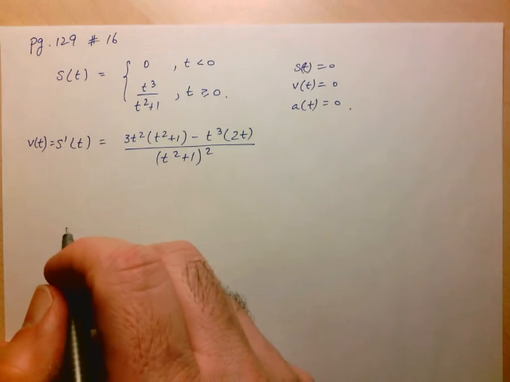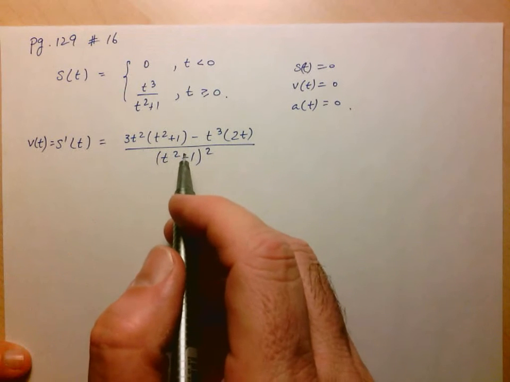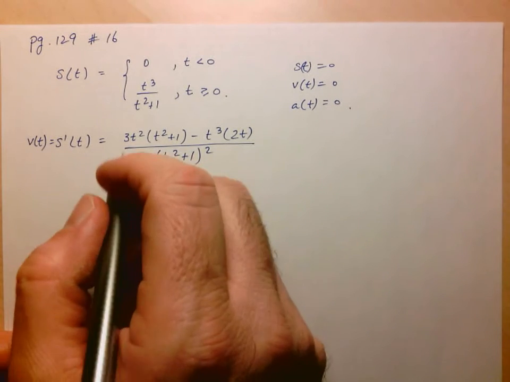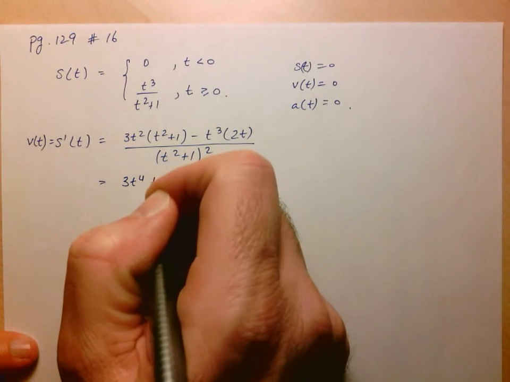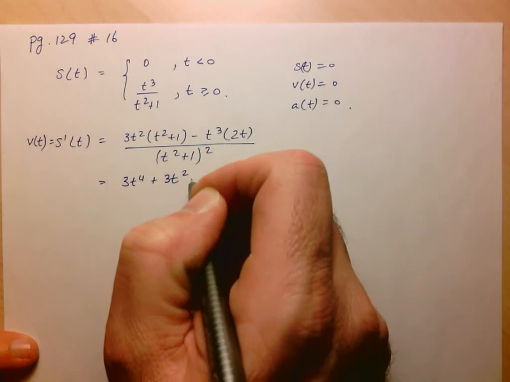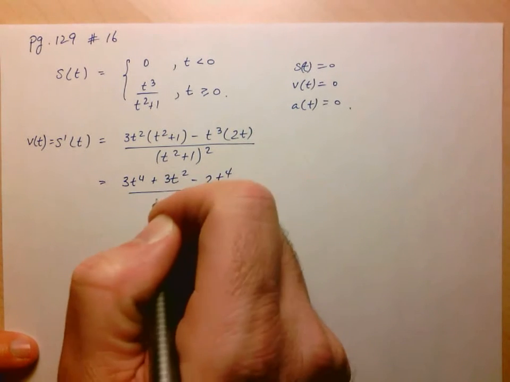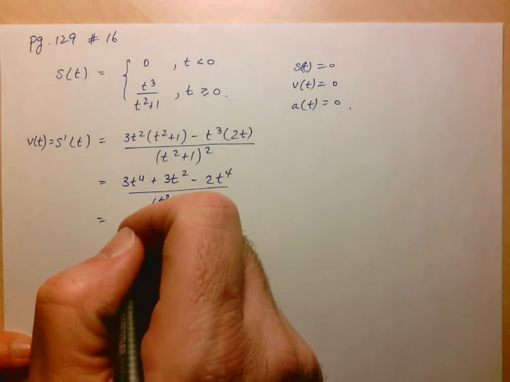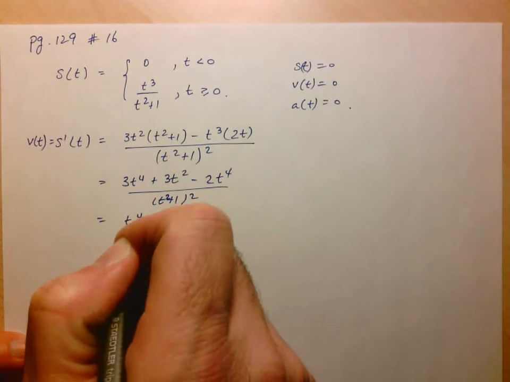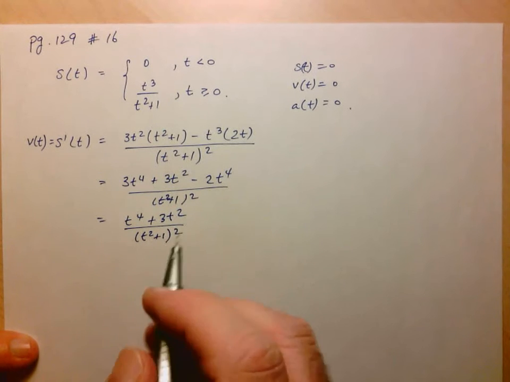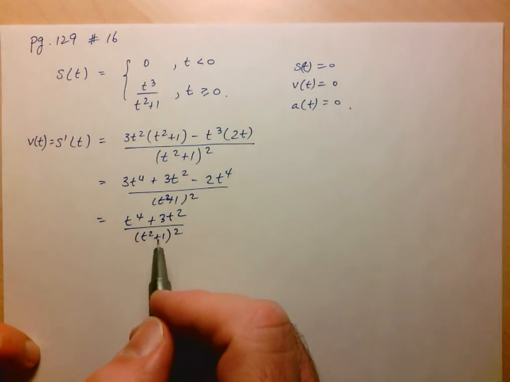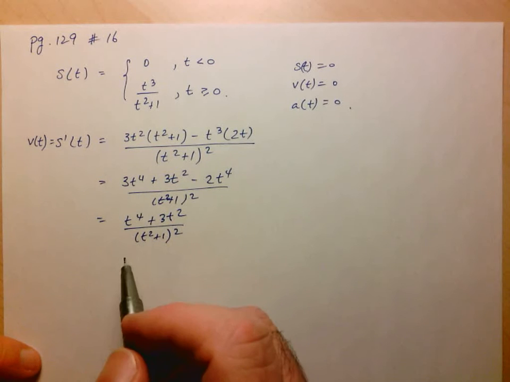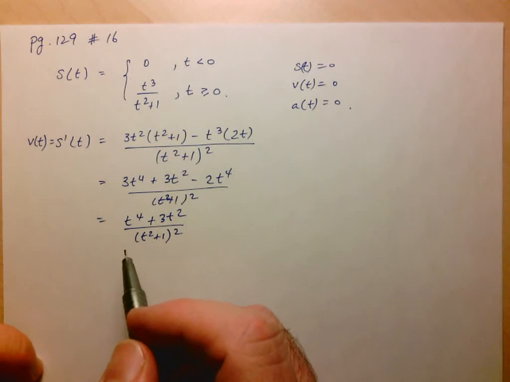But since you have to find the acceleration, it makes a lot more sense to simplify this first. So let's just do some distribution. So 3t squared times t squared, so we have 3t to the 4th plus 3t squared minus 2t to the 4th, all over t squared plus 1 squared. And so here we got 3 minus 2, so we're just left with t to the 4th plus 3t squared over t squared plus 1 squared. And I'm not going to bother expanding this, because finding the derivative of this is easy now with the chain rule. Okay, so far so good.